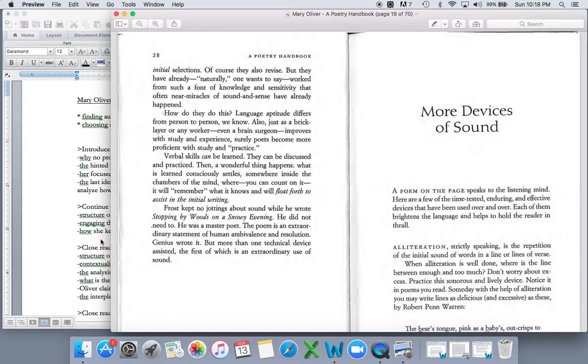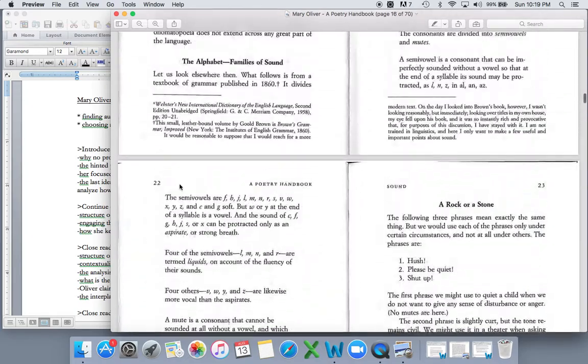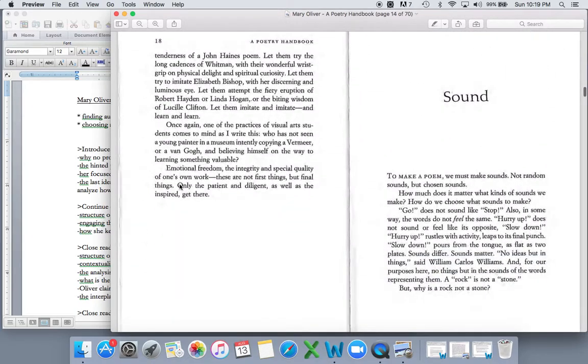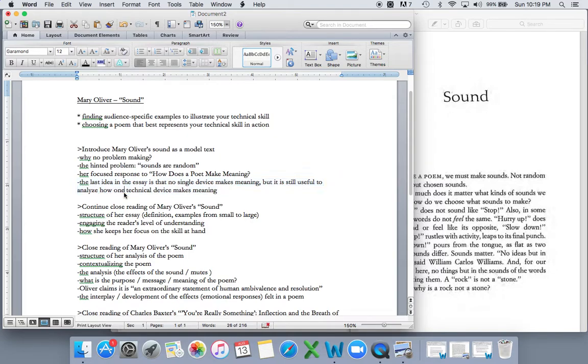But you're just looking through the lens of, say, imagery, if that's what you've chosen, or sound, if that's what you've chosen. And we're going to see Mary Oliver keep her focus on sound, even though she could have easily talked about imagery and tone, and in this case as well, form, because there's a rhyme pattern in this poem. Let's go back to the beginning. And I think that covers our basics.